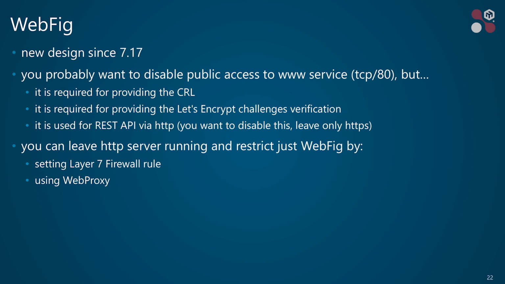Secondly, if you want to use Let's Encrypt, the challenge verification happens on port TCP/80 from the Let's Encrypt servers, so from your WAN. So you need to expose TCP/80 to your WAN. Also, it may be used for REST API via HTTP. You should disable the REST API via HTTP, but how? You can leave the HTTP server running and restrict just the WebFig application, and there are two methods I have found. It's either setting a layer 7 firewall rule or using a web proxy.